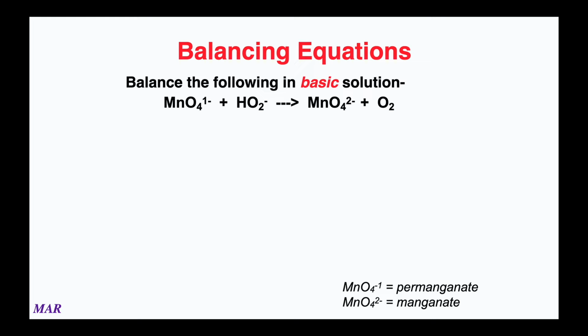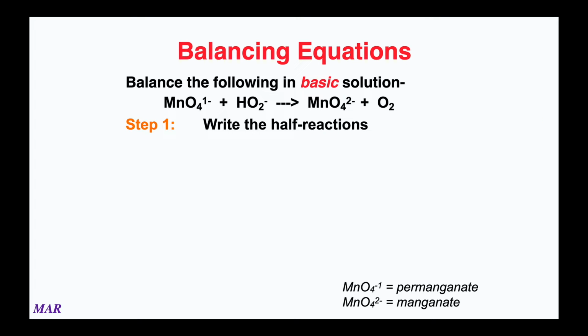Another thing, HO2 minus, that's a peroxide. Peroxides are very reactive compounds with an oxygen-oxygen bond. You don't see a lot of those most of the time. Hydrogen peroxide, which you can buy in the store, is a peroxide. They're very reactive. So anyway, in this problem, we have permanganate and the peroxide reacting to make manganate and also some oxygen. But this is going to be in base.